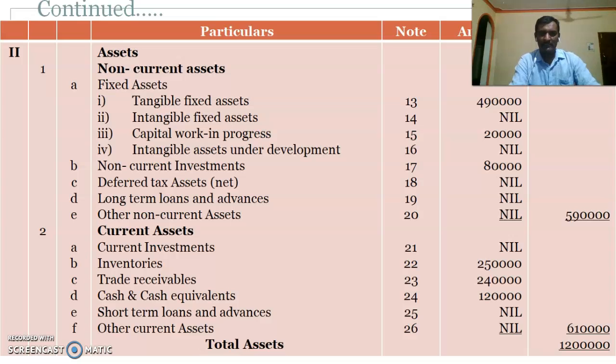Here for inventories rupees 2,50,000, and trade receivables rupees 2,40,000 and cash and cash equivalents rupees 1,20,000. The total is taken to the outer column, rupees 6,10,000, and the total of non-current assets and current assets is rupees 12 lakh, which is the total of assets. And like this, we have to prepare the statement of assets and liabilities in a simple way.